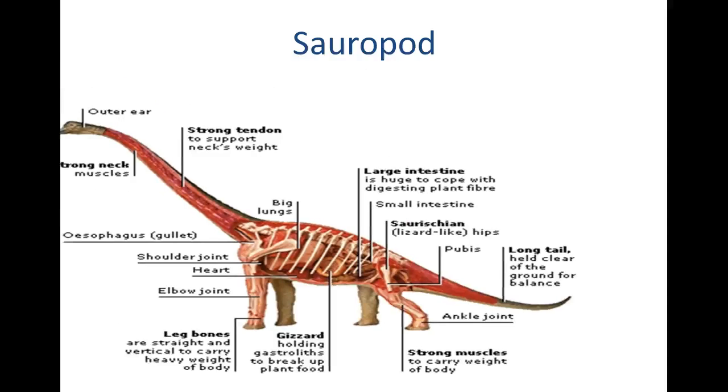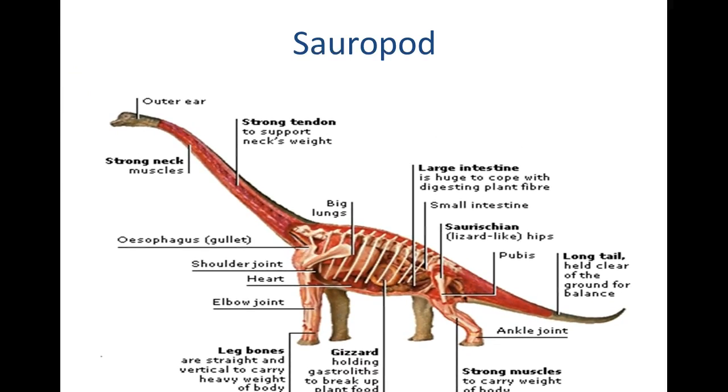Sauropod. Here we have a diagram of the sauropod. As you can see, it has a long neck, a large body, and a small head. And it has a large intestine to cope with digesting the plant fiber which it eats.